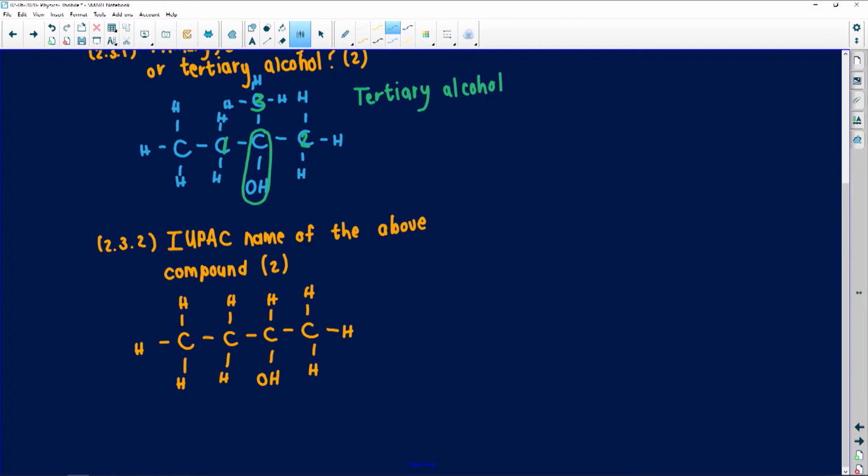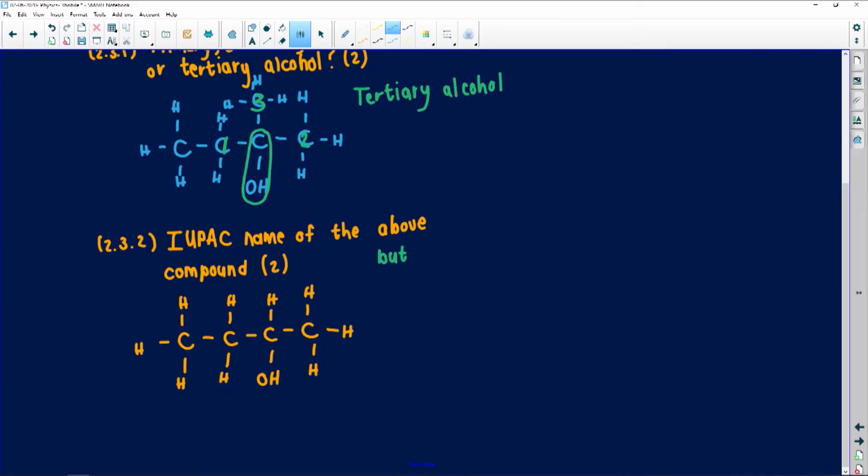So they want us to give the IUPAC name for the above system. Let's see, how many do we have? We've got 1, 2, 3, 4. We've got 4 means but. Remember, it's meth, eth, prop, and then but. 4 is but. So let's see. The next thing we need to say, I forgot the side chain. This is on this carbon here. Now I'm looking at this exam and I'm thinking, where did that come from? Here we've got a C and it's got hydrogens there. There we are. Yes, I forgot that one.